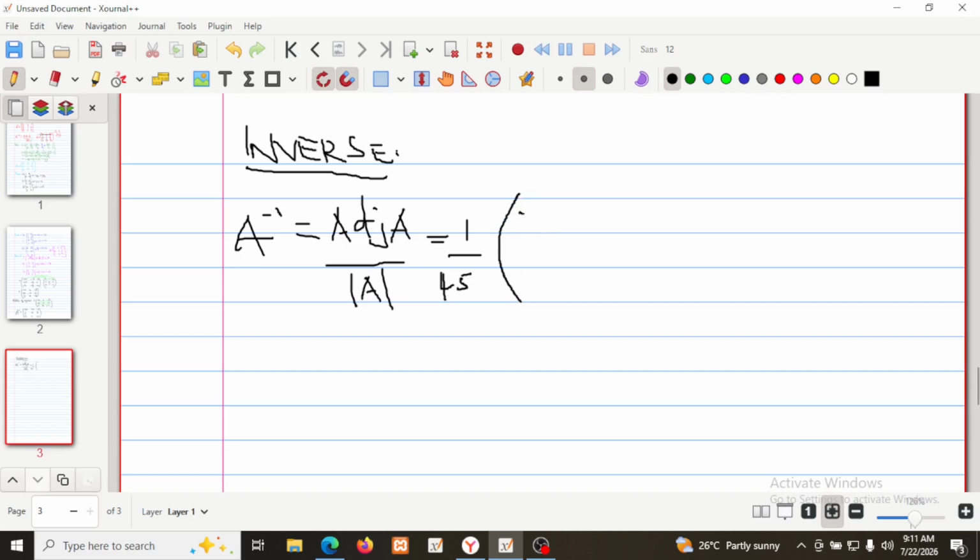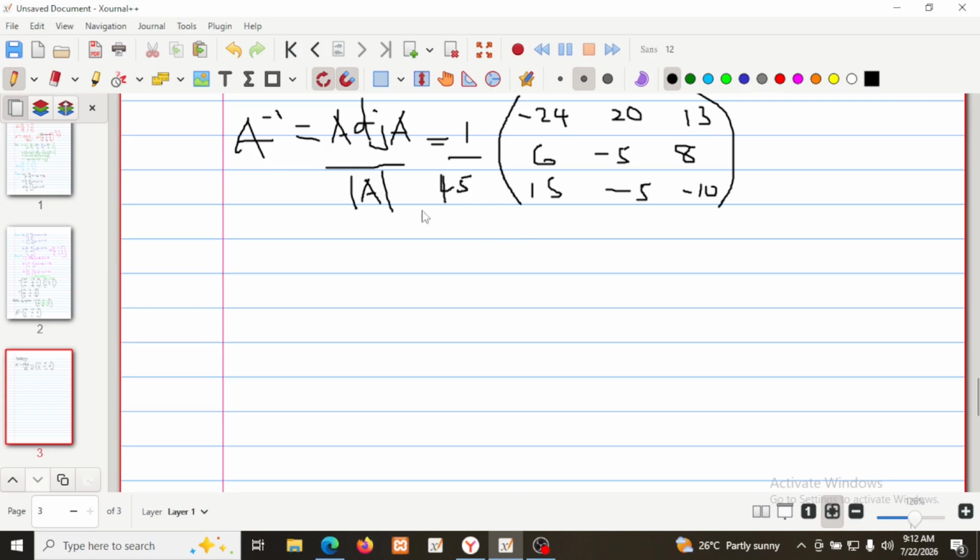Then our transposed matrix was negative 24, 20, 13, then we have 6, negative 5 and 8, then we have 15, negative 5 and negative 10, like that. So that is our inverse matrix.